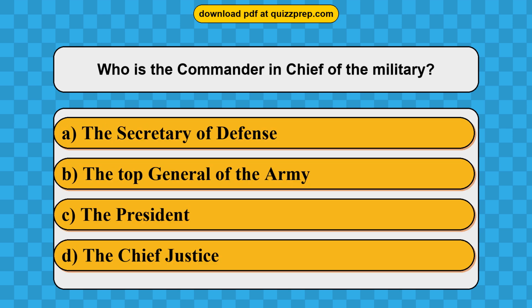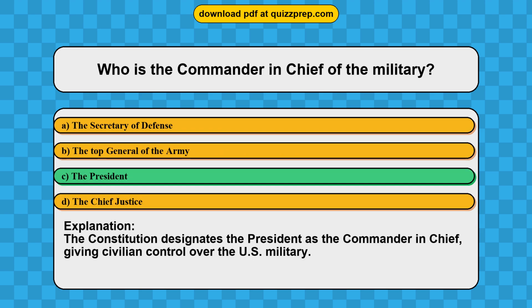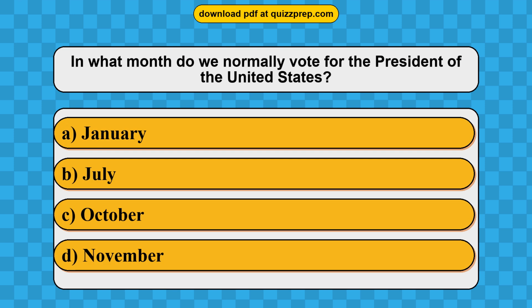Question 79. Who is the Commander-in-Chief of the military? Option A. The Secretary of Defense. Option B. The Top General of the Army. Option C. The President. Option D. The Chief Justice. The correct answer is option C, the President. The Constitution designates the President as the Commander-in-Chief, giving civilian control over the U.S. military.